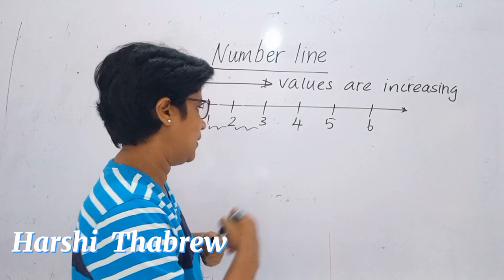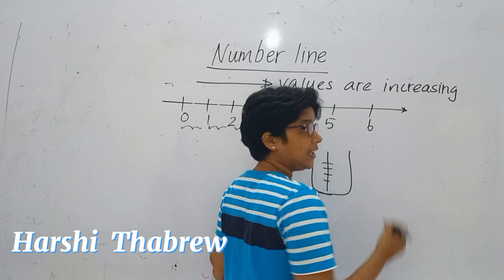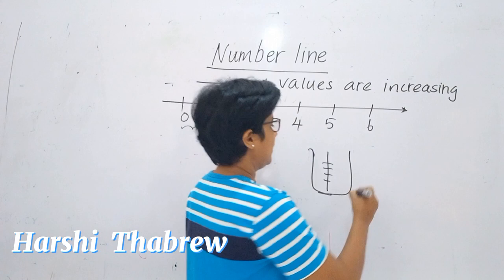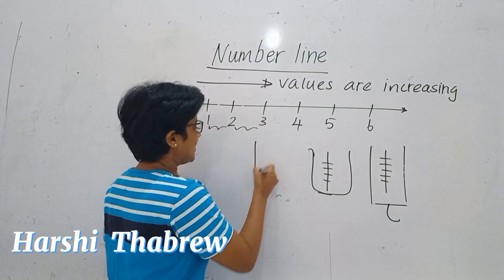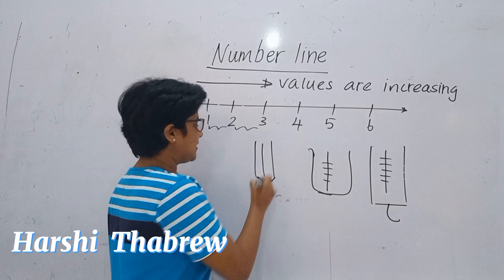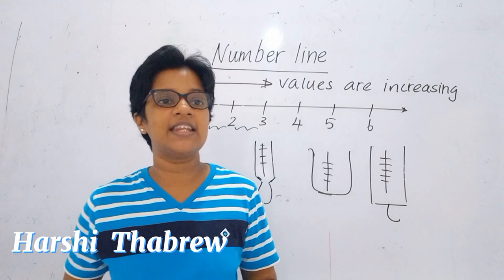Ruler and measuring cylinders. What is this? Spring balance. What else? Thermometer. All those things are practical examples for number lines which we are using in our day-to-day activities. Right? We learned all these things.